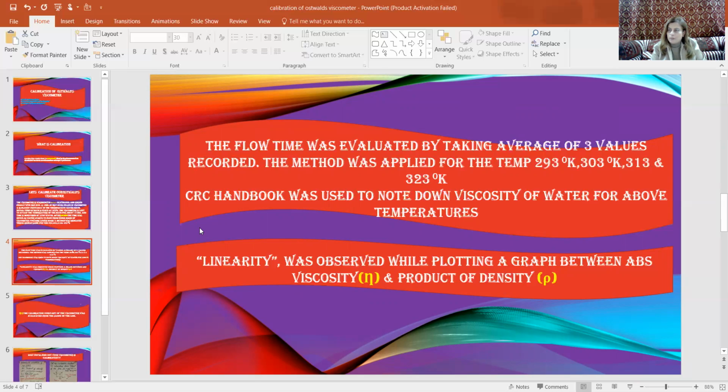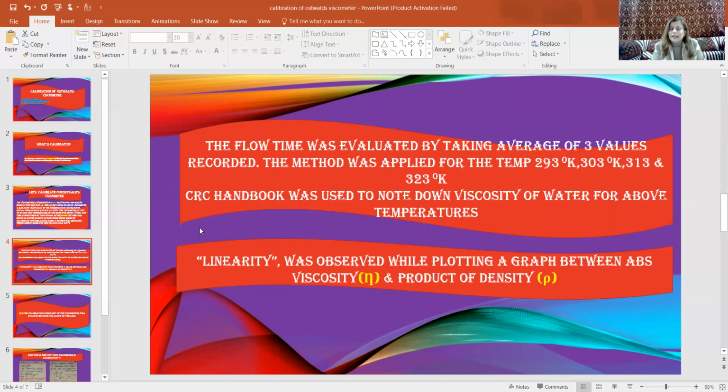Now, the CRC Handbook is used, right? It's a handbook of physical constants of physics and chemistry, basically, and we used to call it the physical constants book. It has got all the constants inside it. So this book was used to note down the viscosity of water. The viscosity of water is, of course, known for the above temperatures. So for all these temperatures, you will note down the viscosity of water from the CRC Handbook. Okay, fine. Now what will happen?